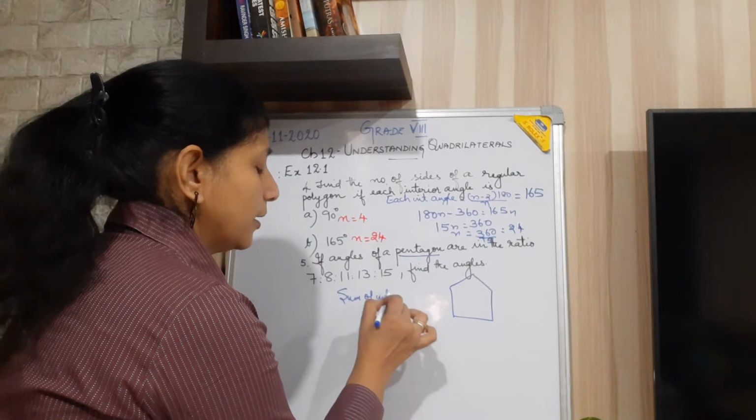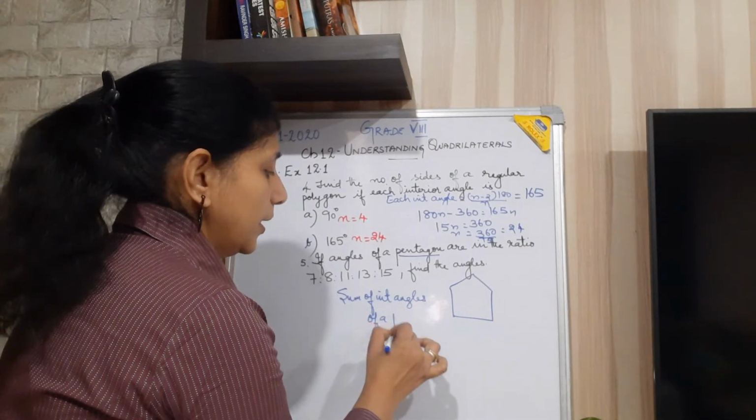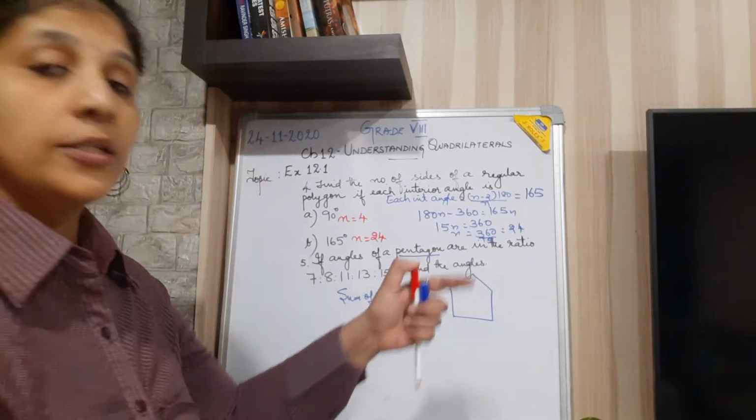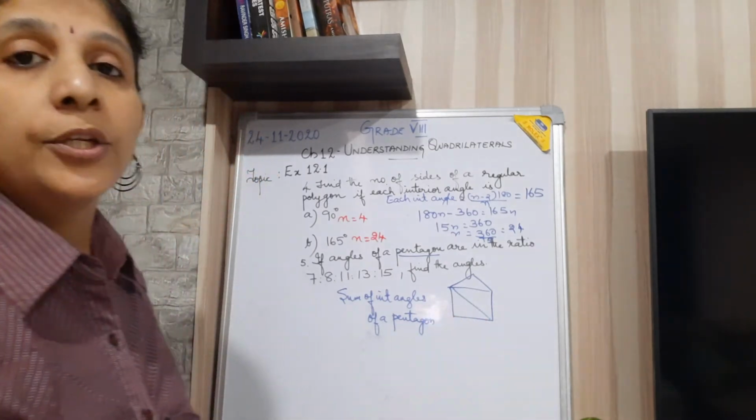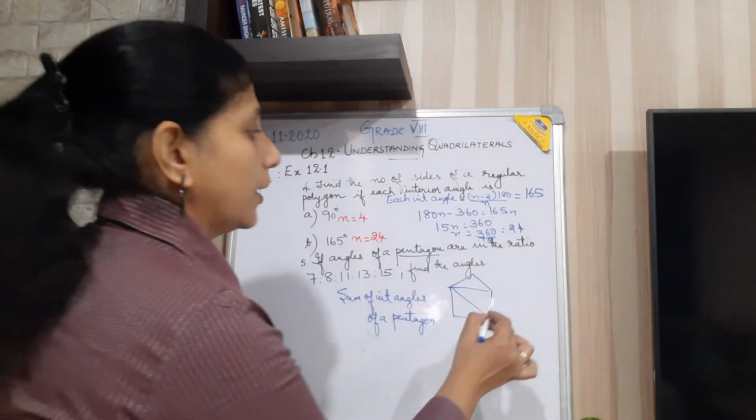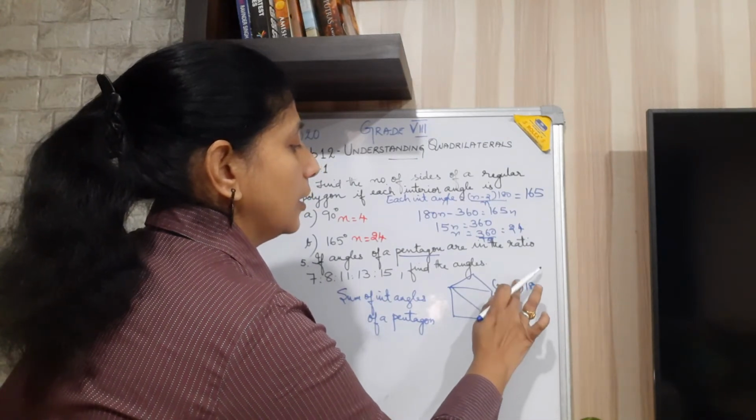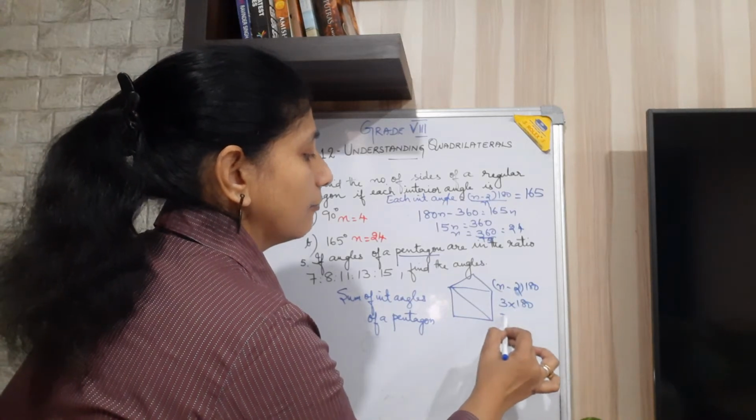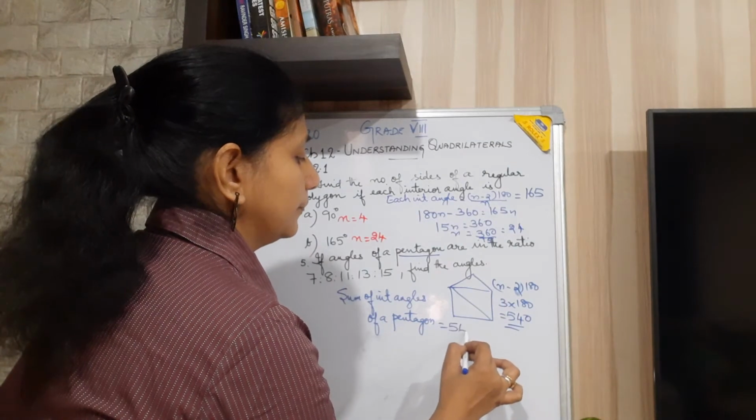Sum of interior angles of a pentagon. See that instead of using the formula, you can directly divide it into 3 triangles. So 3 into 180, it is 540. Or else it is n minus 2 into 180, that is 3 into 180, that is 540. So it is 540. Okay.